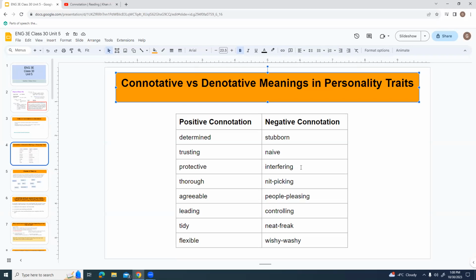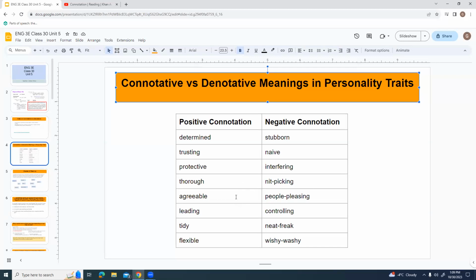Protective versus interfering. I was thinking of parents here. Oh, that parent's so protective. That's such a positive thing. Or that parent's always interfering. Now, it may be the exact same kind of impulse, but one, you're looking at that in a very good light, and one, you're not thinking so good of that parent. Thorough. Oh, my friend is so thorough. Or that friend is so nitpicking. Again, it's the same meaning, right? It denotes the same idea, but one's positive, one's negative.